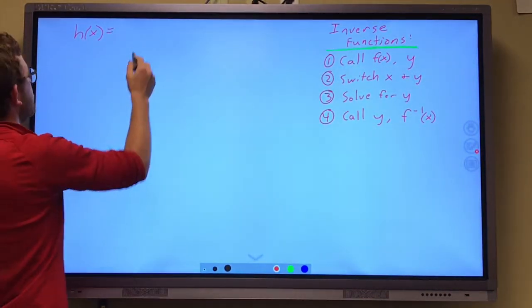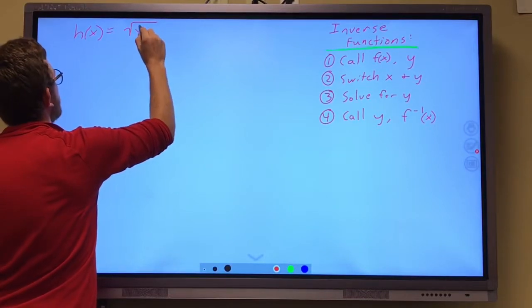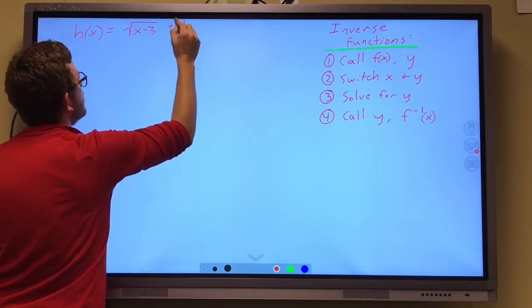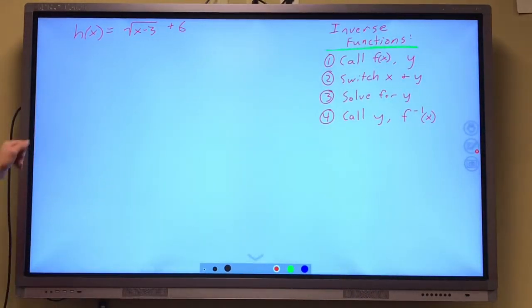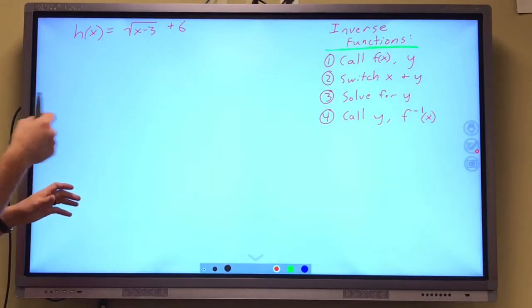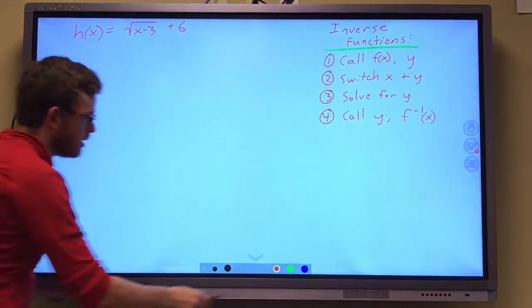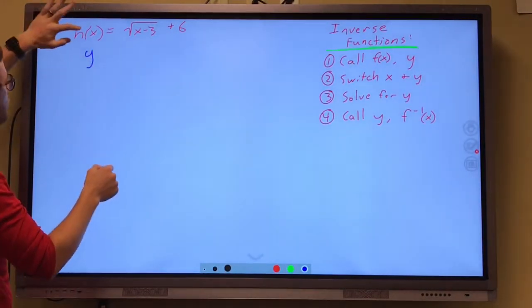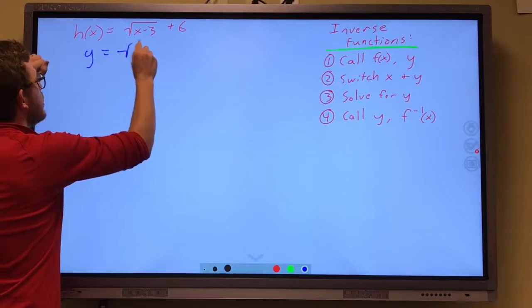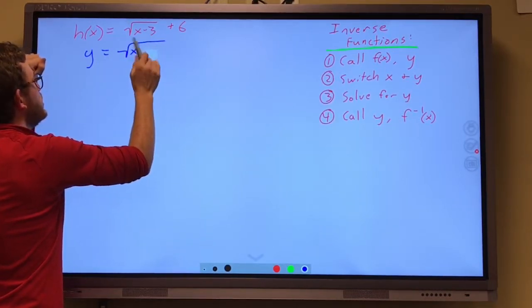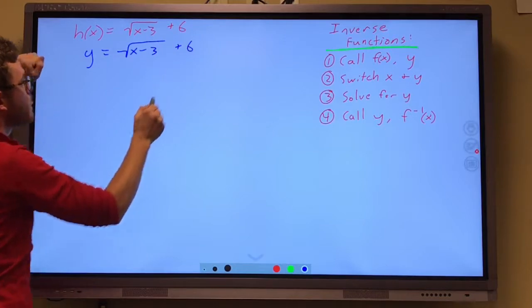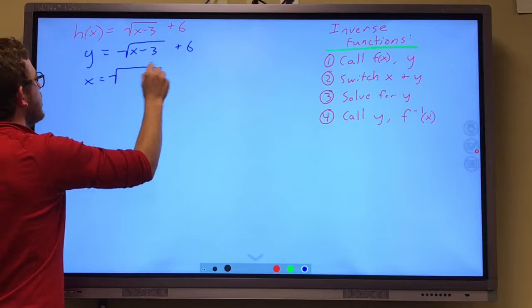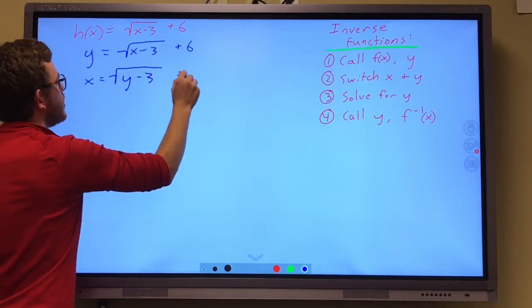If we have h of x equals the square root of x minus 3 plus 6. Very similar to the last one we did. The only difference is instead of something being squared, we have a square root. Well, in order to handle this, I know my steps. I'm going to change my function here to be y equals the square root of x minus 3 plus 6. I'm going to switch my x and my y because that's what I have to do when I'm finding an inverse. I'm switching my x's and my y's.